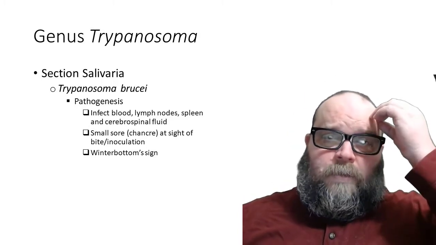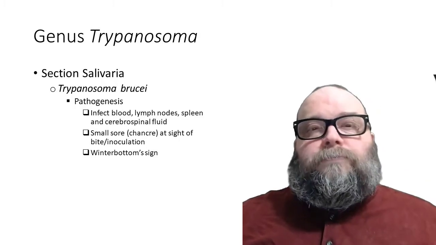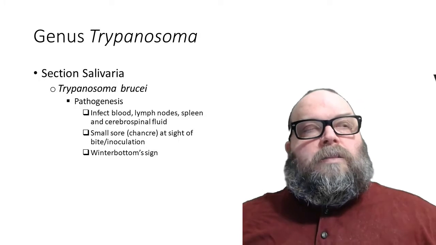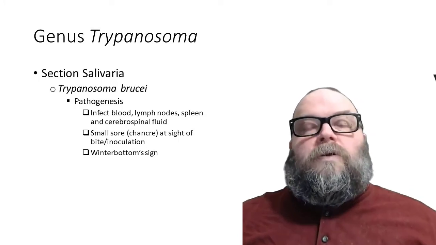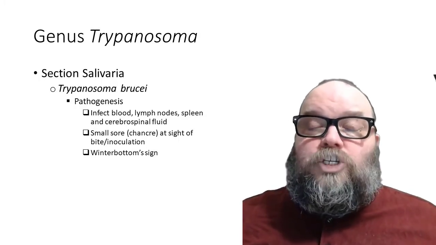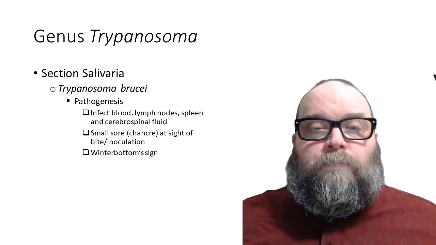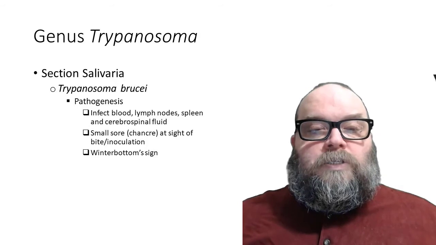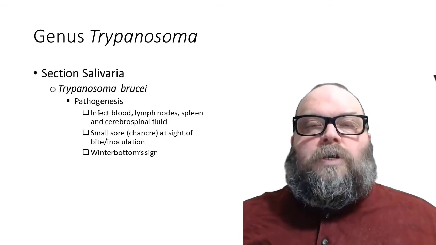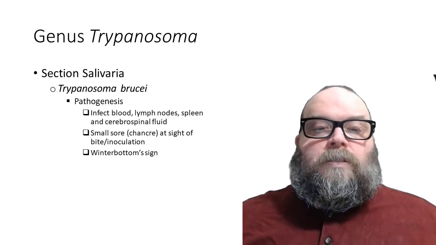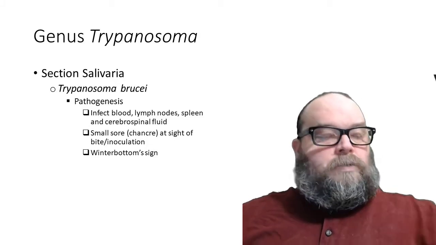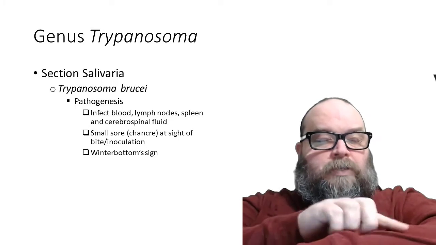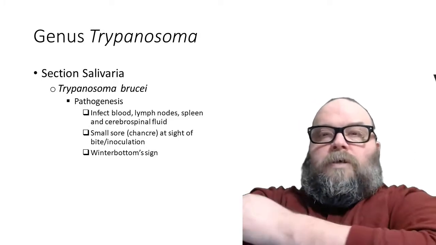At the site of the tsetse fly bite, where the Trypomastigote is, the metacyclic, I should say, Trypomastigote is injected into the human, into the patient, you're going to see a small canker will start to form within a few days. This canker is slightly raised around the edges, semicircular. It's not a perfect circle, it's semicircular.